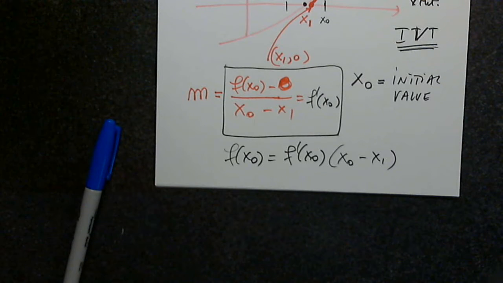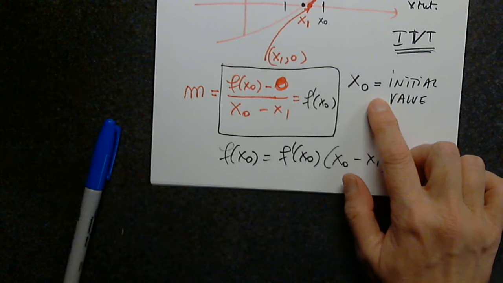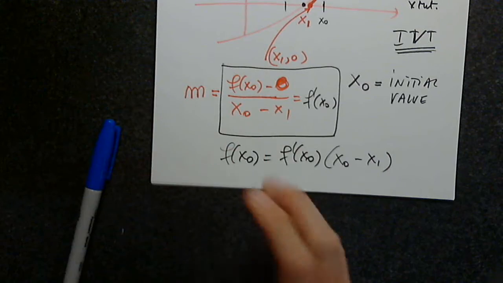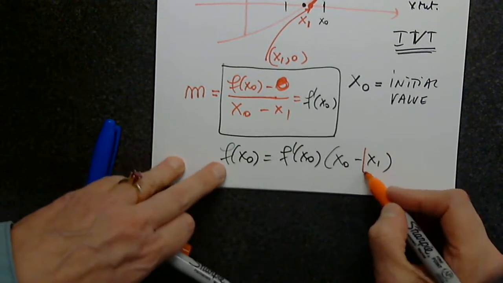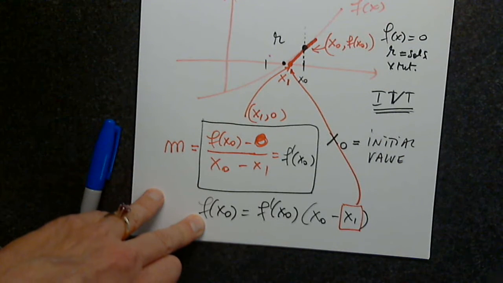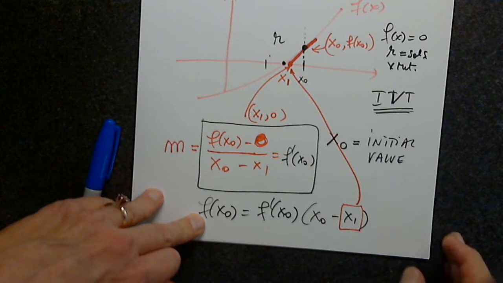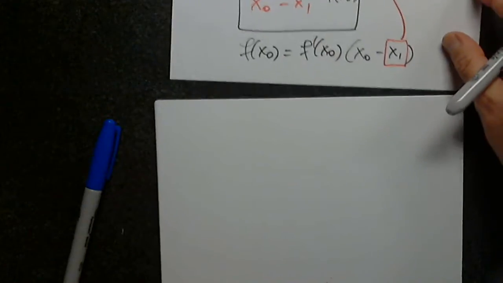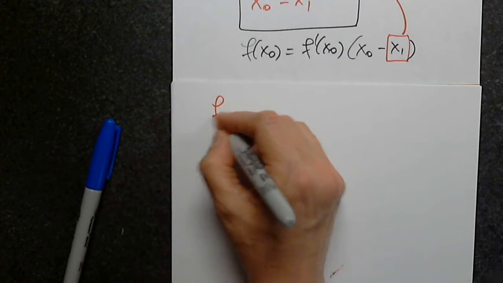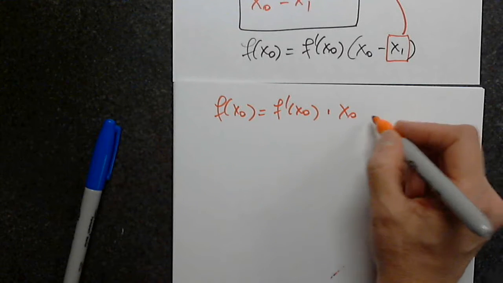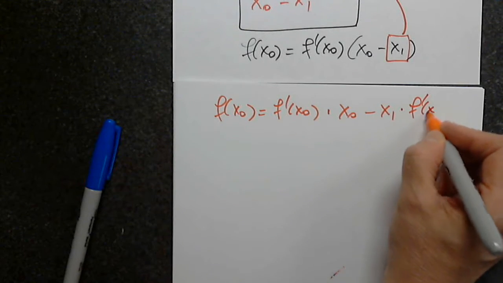So now give me the next step. All these are known. I picked the initial value. This is known, this is known, this is known. The only unknown is this, which is a better approximation of r than x0 was. So I will have to distribute. So f of x0 equals f prime of x0 times x0 minus x1 times f prime of x0.